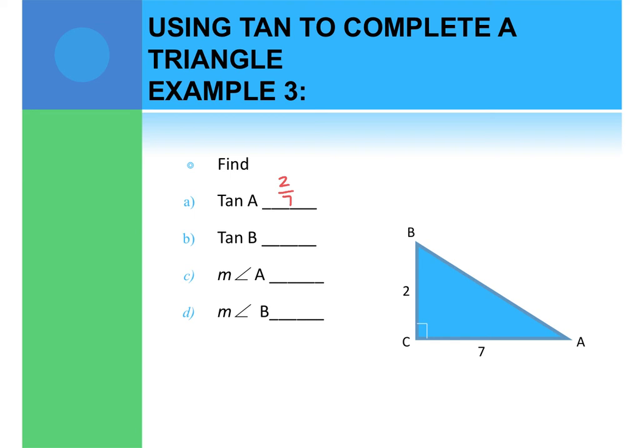2 divided by 7 is 0.2857, which rounds to 0.3. How do you go from fraction to decimal on the calculator? Click the equal sign again. Okay. Tangent of B. 7/2. Plug it into your calculator. You should get 3.5.